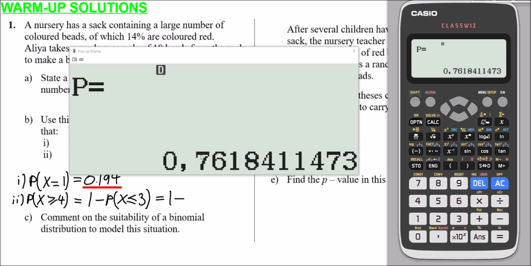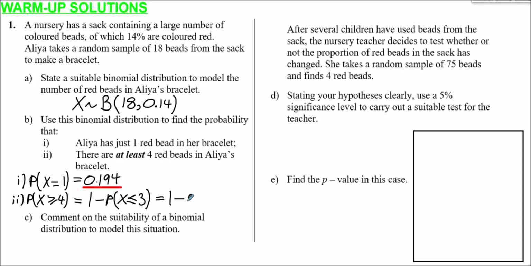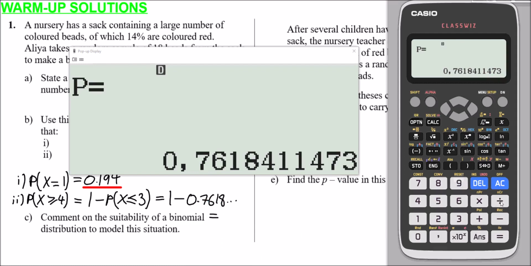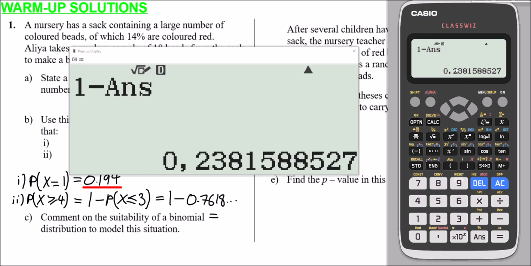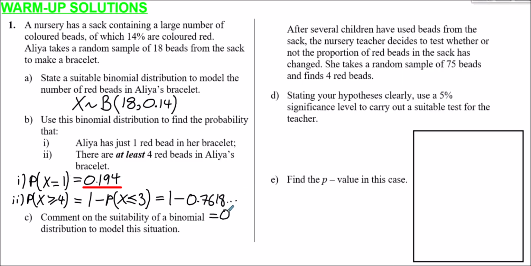We'll get 0.7618, etc., etc. So we need to do that calculation now. 1 minus this. So go back to menu, normal mode. 1, take away the answer I just got, gives 0.238. So that's B part 2.